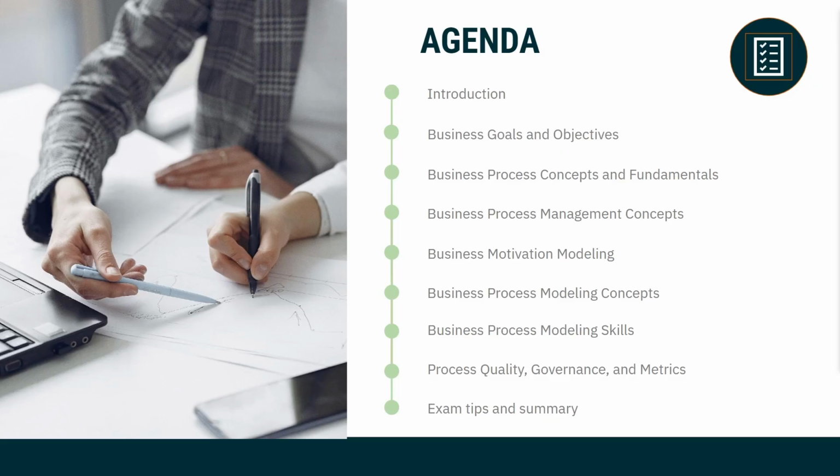Our penultimate module will cover process quality, governance, and metrics. In this section, we will discuss how to measure process performance, establish governance frameworks, and ensure the quality and compliance of business processes.